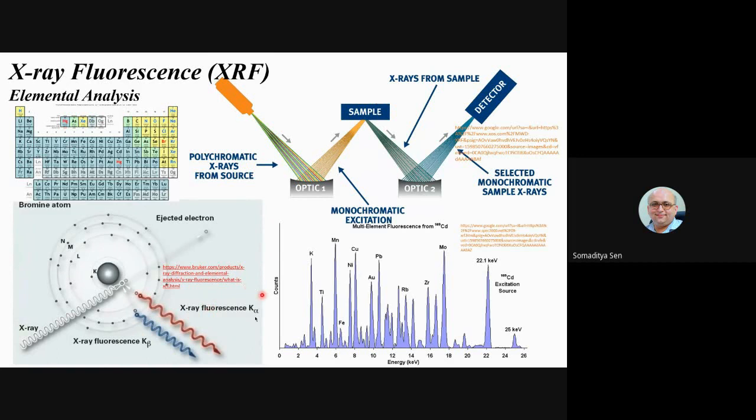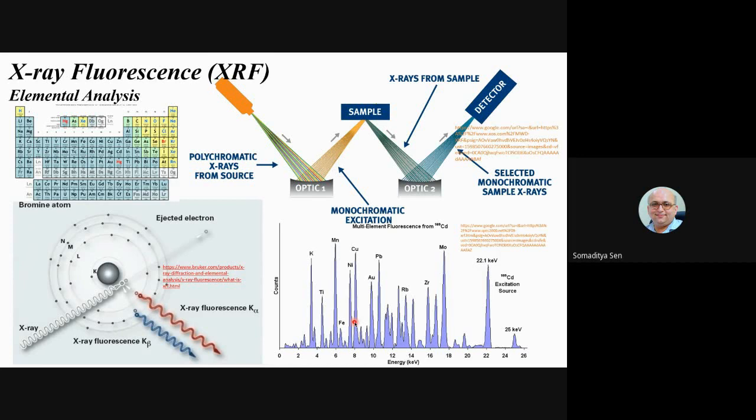So if you have a material and you count the number of X-rays that are emanating from this material, then you can find out how many atoms of that particular element are there inside the material. Okay. So it is a nice way to find out the chemical composition of the material. So this is about X-ray fluorescence.